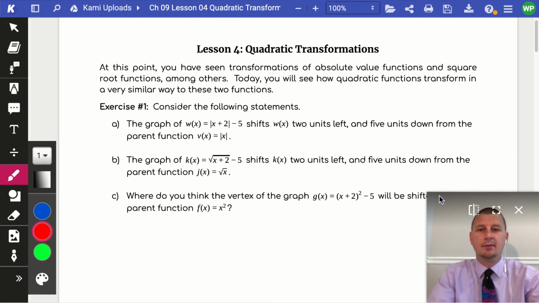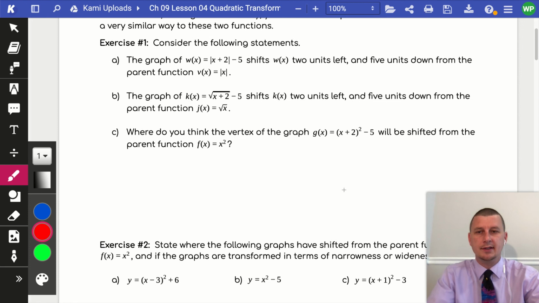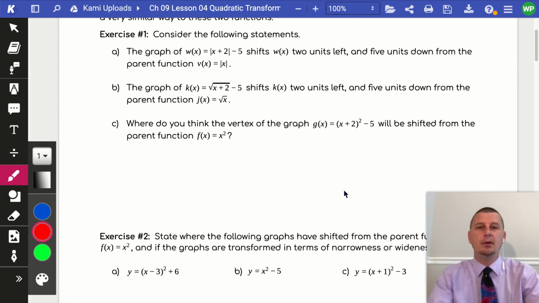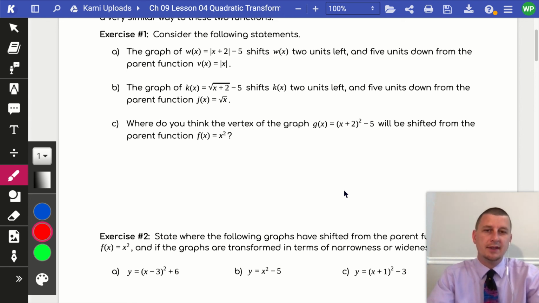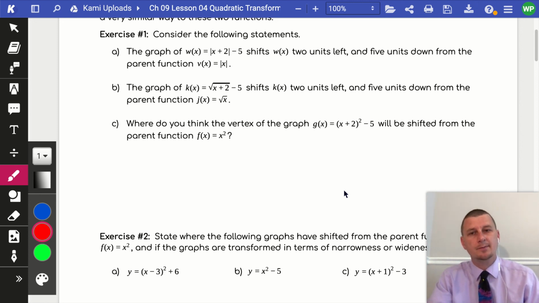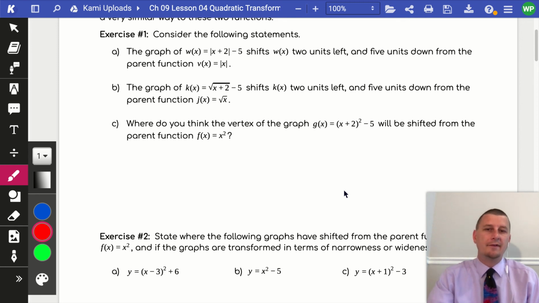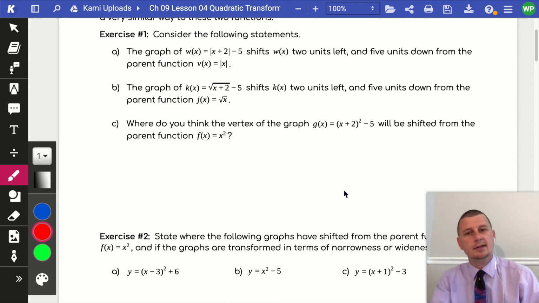So in exercise number 1, let's consider the following statements. The graph of w of x is equal to the absolute value of x plus 2 minus 5 shifts the function 2 units left and 5 units down from the parent function of the absolute value of x. The graph of k of x is equal to the square root of x plus 2 minus 5 shifts k of x 2 units left and 5 units down from the parent function of the square root of x.